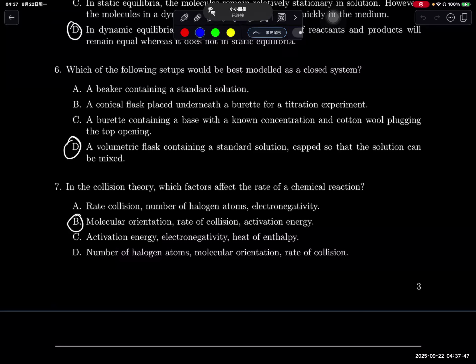I'll just put my headphones on. Should be better now. B says the molecular orientation, rate of collision, activation energy. This is correct, right? This is what we had for the definition of collision theory. These are the three factors. C has electronegativity and heat of entropy. Not really. These are not factors of collision theory. So the other option is incorrect too.